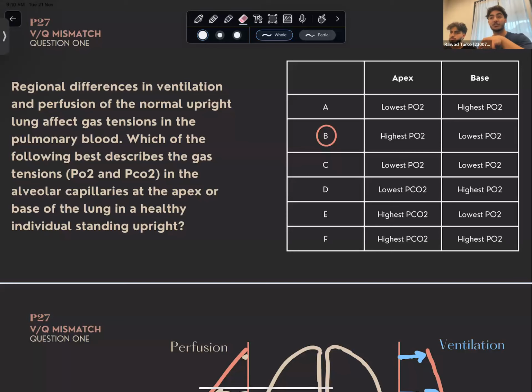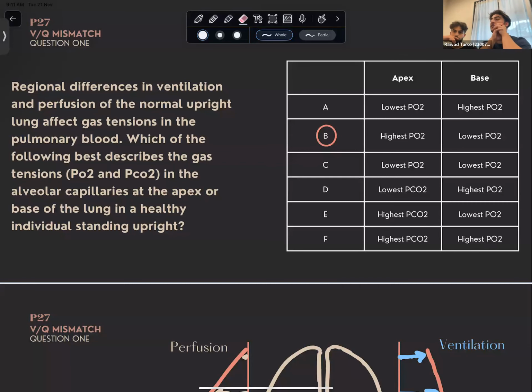In the context of this lecture, by the way, guys, when we talk about VQ mismatch, the difference between this lecture and the rest of the lectures is that we say, for example, hypoxia in another lecture, we're talking about overall blood. Overall, the oxygen is low in all of the blood, everywhere in the body. In VQ mismatching, we're talking about specific tiny capillaries coming out of a specific region of the lung. That's the main thing. It's a specific region of the lung.